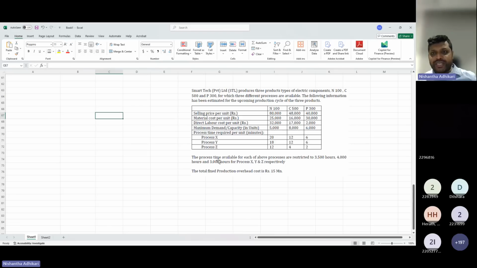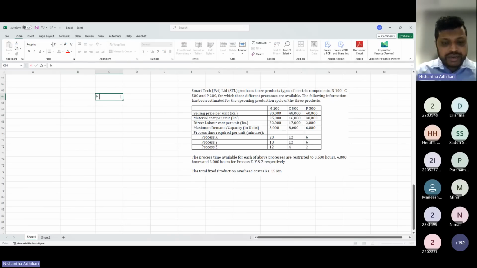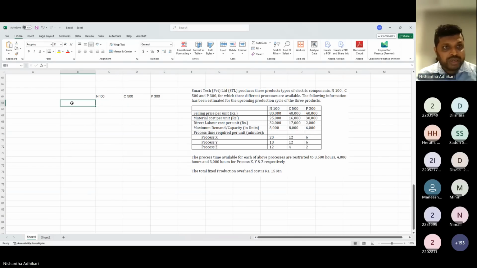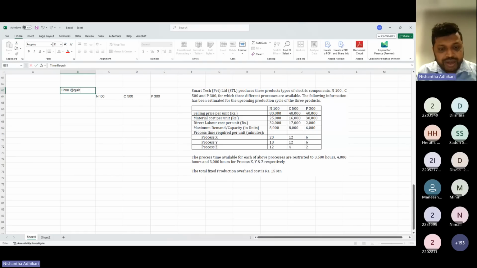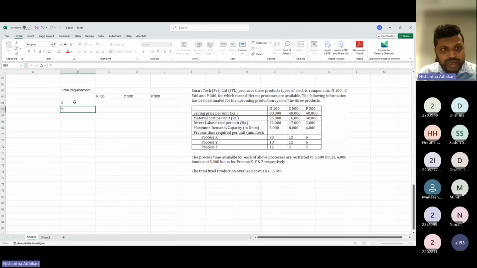There are 3 processes X, Y, Z, and these are production demand for N100, P500, and P300. We'll take those 3 products. Now we have to work out the time availability and the time requirement. We'll work out time requirement for the 3 processes X, Y, and Z.